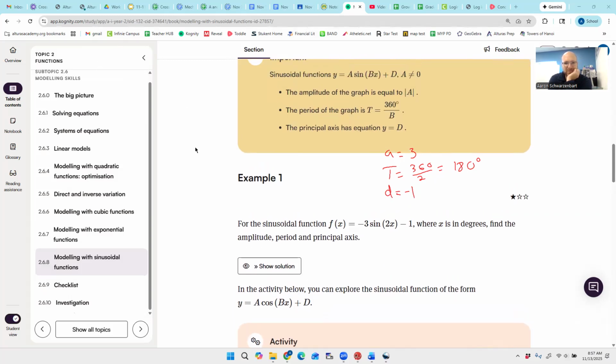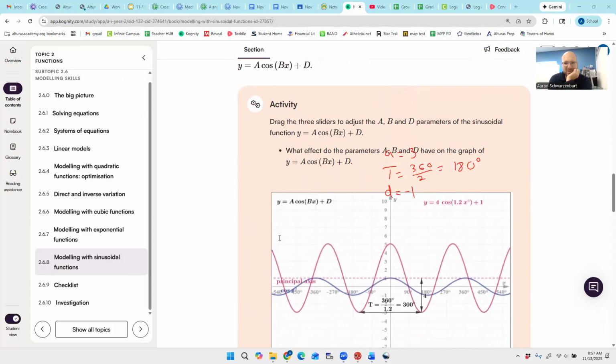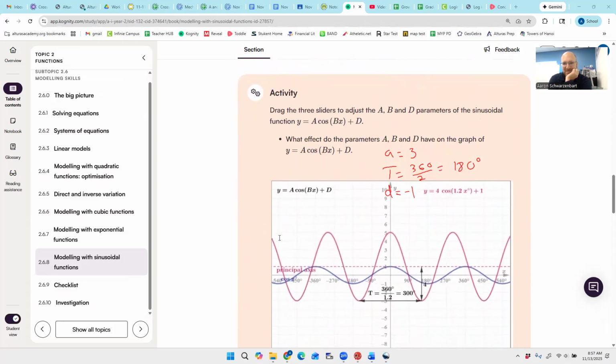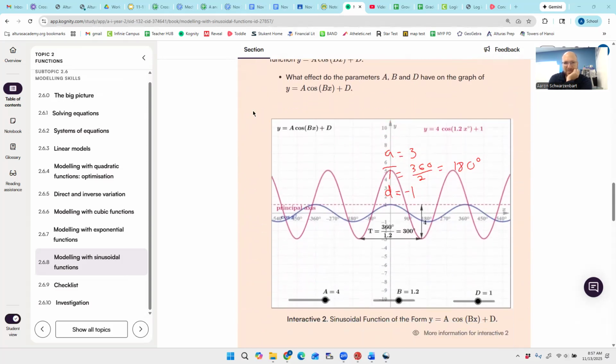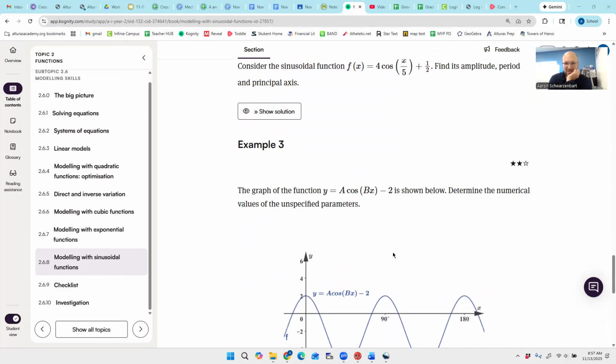You hopefully remember from pre-calc that the cosine is simply a phase shift of the sine. The cosine starts up on the axis for positive, down for negative. Sine goes through the origin, goes up first for positive, down first for negative, unless there's a horizontal shift.